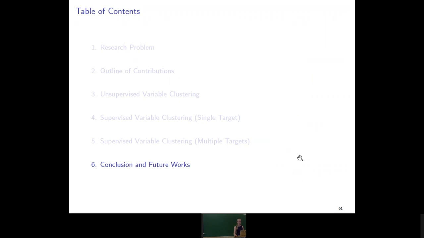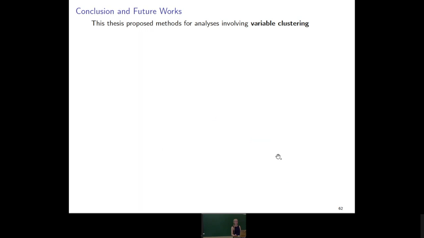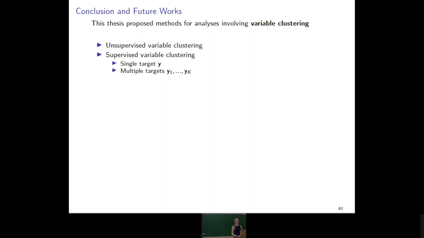Well, it's almost over. Okay, so now I'll just talk about the conclusion and future works. So to summarize, this thesis proposed methods for analyzing data, and these analyses involved variable clustering. We looked at unsupervised variable clustering, where we don't consult our gold expert at all. And then we also considered supervised variable clustering, where we consult our expert from the beginning. We looked at cases with a single target and then cases with multiple targets.